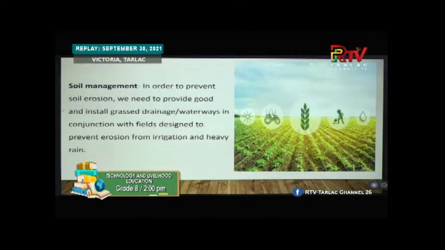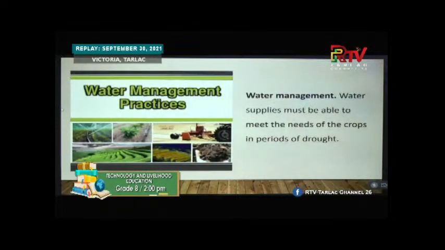Soil management. In order to prevent soil erosion, we need to provide good and install grass drainage, waterways in conjunction with fields designed to prevent erosion from irrigation and heavy rain. Water management. Water supplies must be able to meet the needs of the crops in periods of drought.